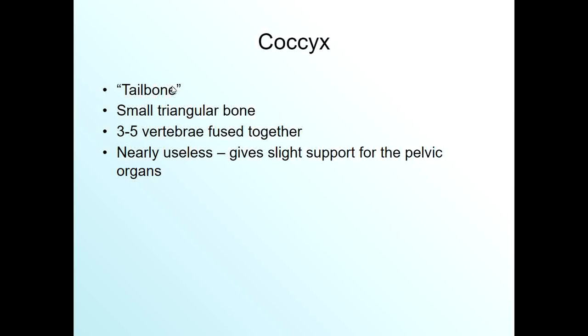And then finally, at the very bottom, you have this tiny little bone tip that's known as the coccyx. It's known as the tailbone to us. It's actually 3 to 5 vertebrae fused together. It's nearly useless. There is a little bit of an indicator that it gives slight support for pelvic organs, but it tends to give people more trouble than anything. A lot of people will break their tailbone, and it causes them a lot of pain when they have to sit on it and then stand up from sitting on it.